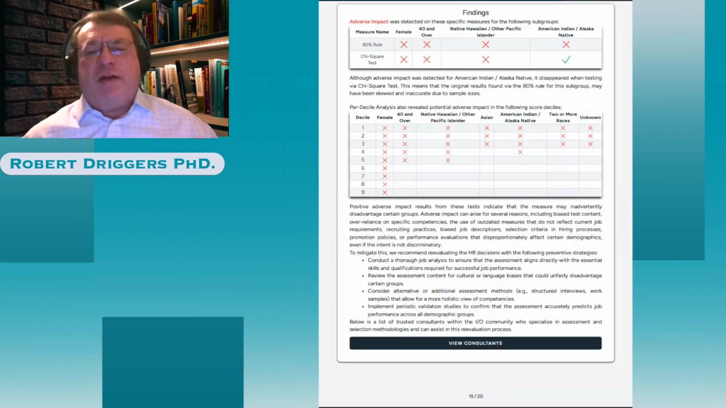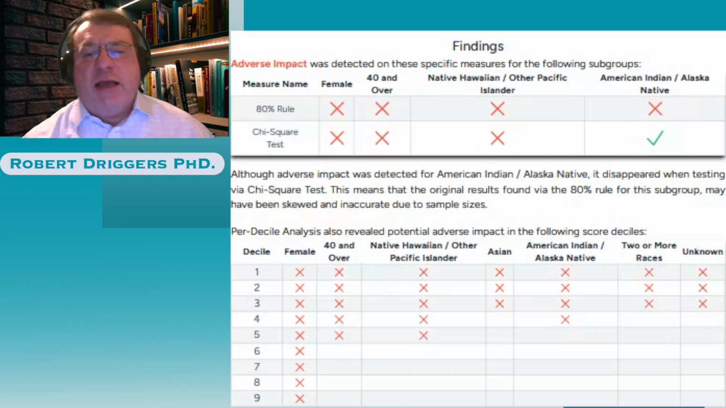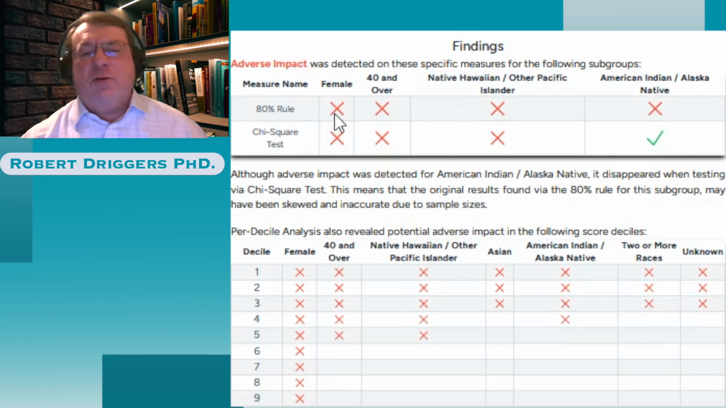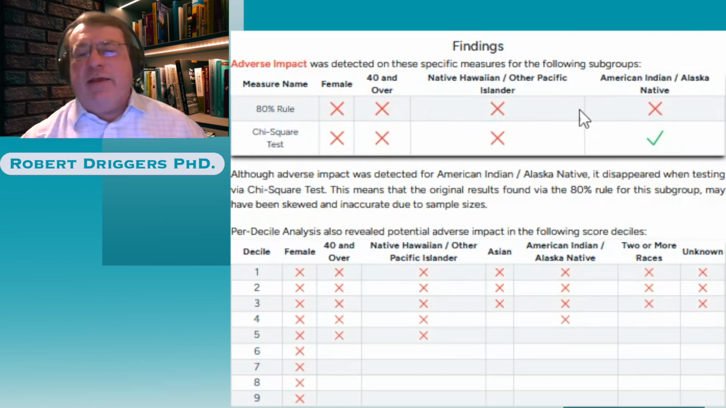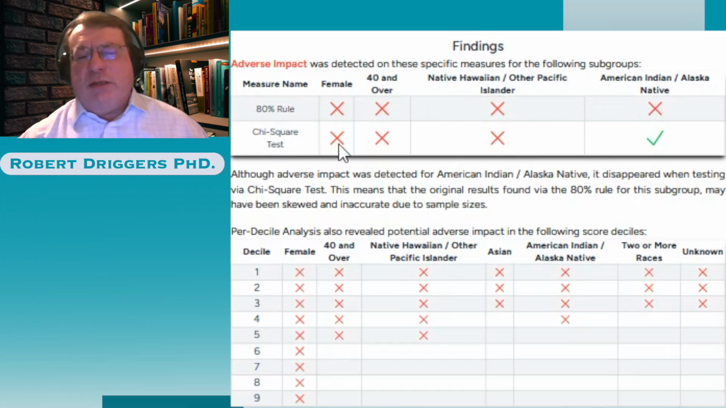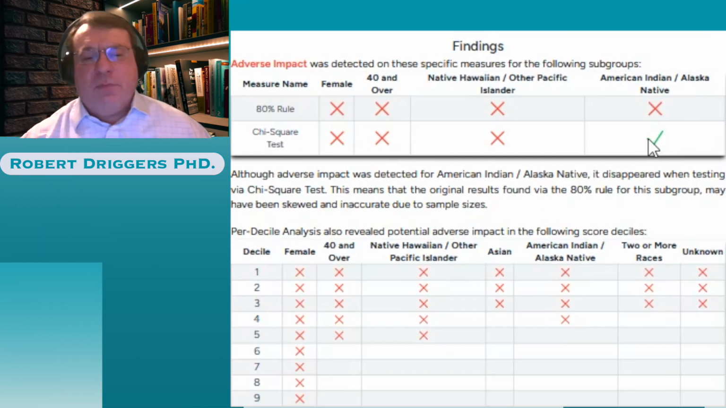Okay, let's move on to the findings page of the report. As you can notice, adverse impact was detected for the groups that are shown. So with the 80% rule, we had adverse impacts for females, 40 and over, Native Hawaiian, other Pacific Islanders, and American Indian and Alaskan Native. We saw a somewhat similar pattern using the chi-square test, although American Indian and Alaskan Native were not found to have significant impacts.